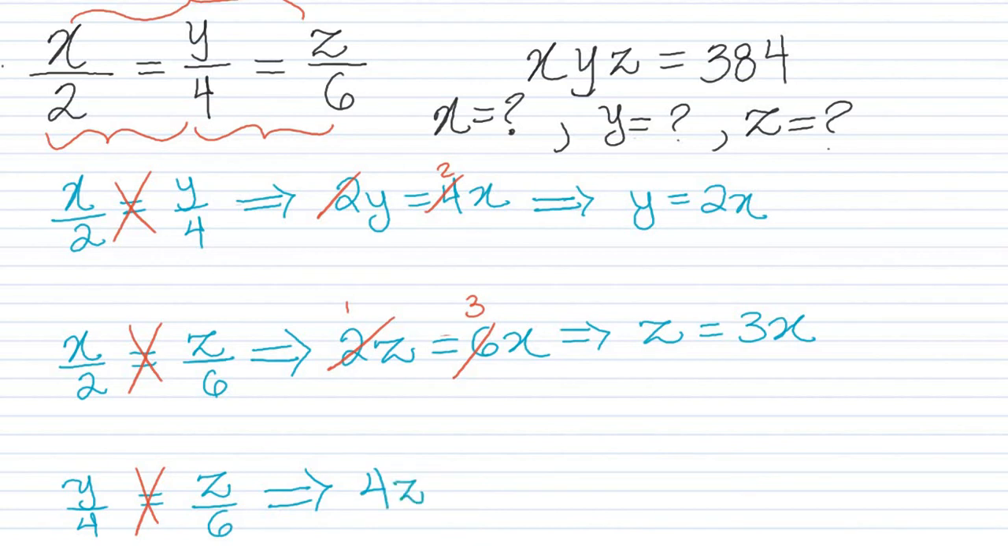4z equals 6y. We can break that down and simplify, because simplifying is interesting to do. I agree. 4 divided by 2 is 2, and 6 divided by 2 is 3. So what you end up with is 2z equals 3y. So you have all three of these, where you have y equals 2x, z equals 3x, and 2z equals 3y. We've successfully broken it down, so we're just going to rewrite it down on the next page.